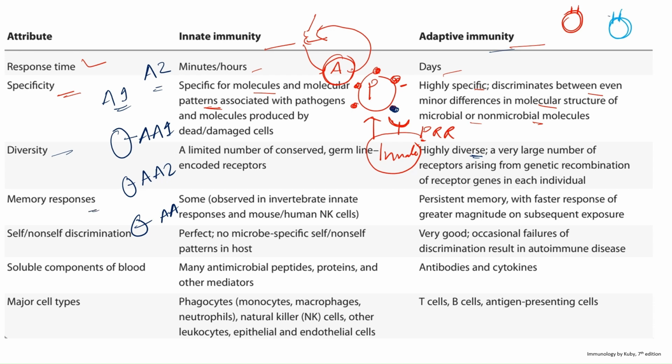Coming to memory response, we have much more persistent memory in the adaptive immune system. Coming to discrimination between self and non-self, for innate immunity it is perfect, as there is no microbe-specific self or non-self pattern in the host. Whereas in the adaptive, it is very good, but occasional failure leads to autoimmune diseases.